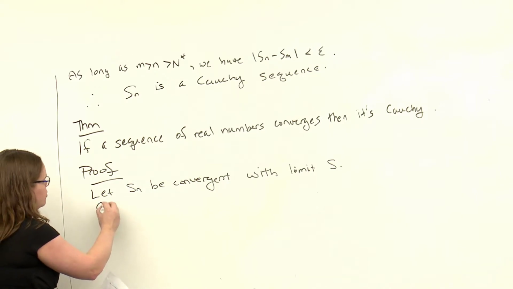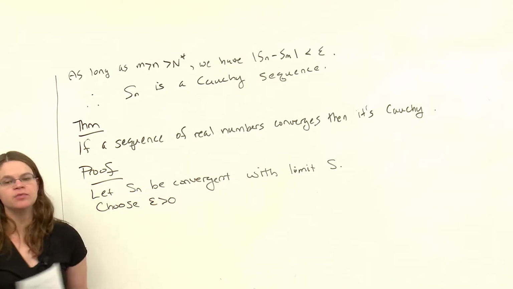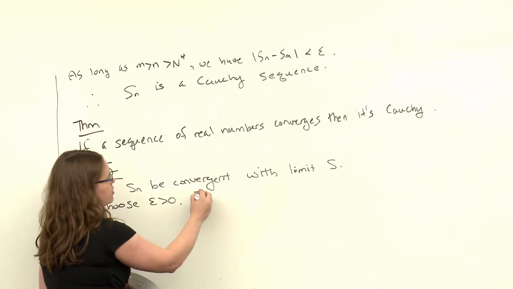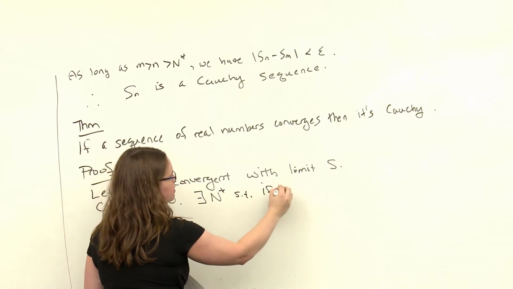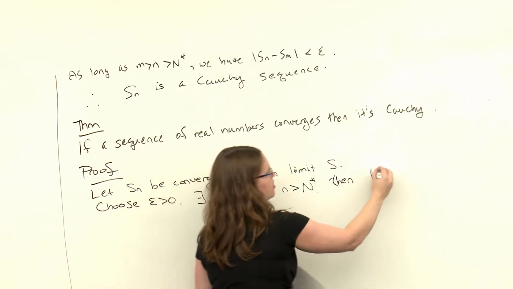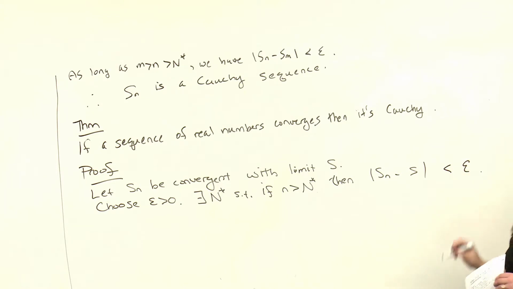Okay, that means if we choose any epsilon greater than 0, so again, I'm just doing what I always do. I'm writing down what I know. What I know is this thing has a limit S, and I'm going to write that down in terms of what the definition of the limit means. So that means there exists some n star such that if n is bigger than n star, then Sn minus S had better be less than epsilon.